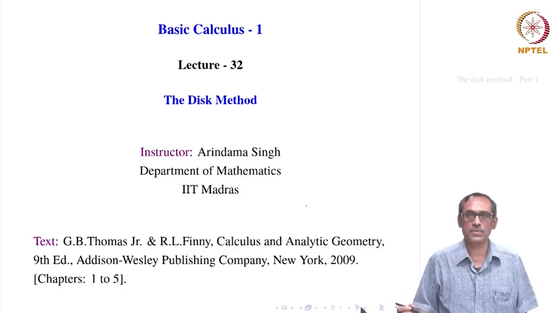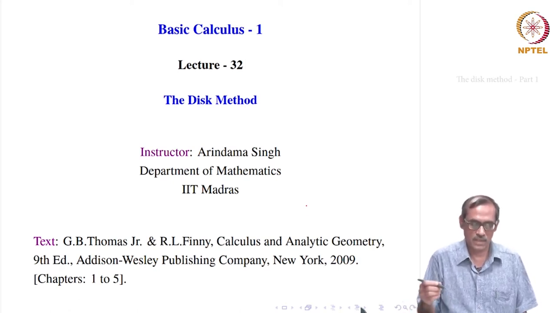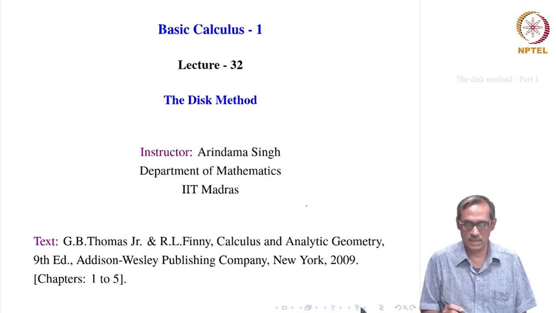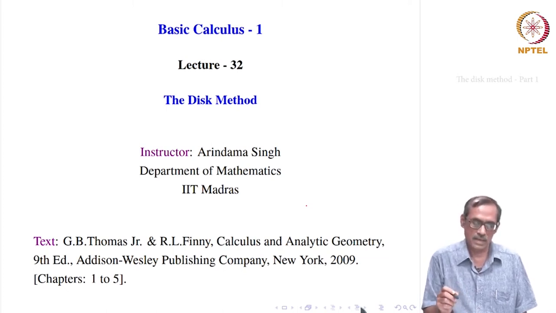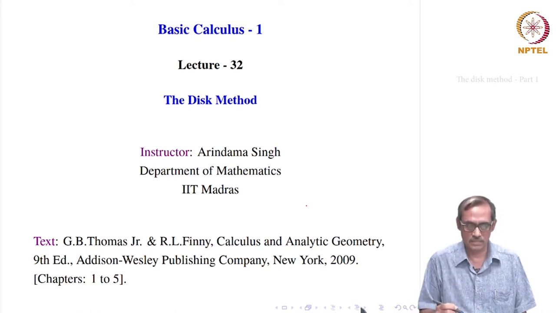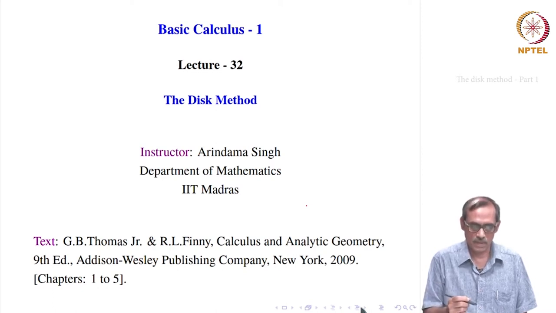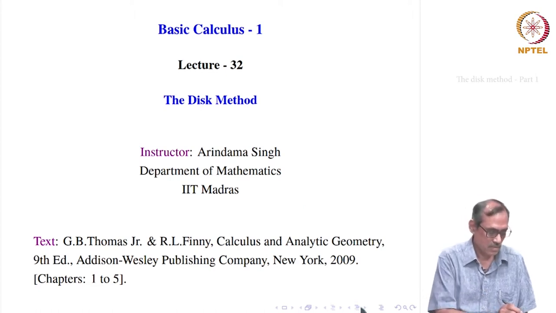Okay, this is lecture 32 of Basic Calculus 1. So, in the last lecture, we had discussed computing volumes of certain kinds of solids by using the slice method. Today we will be talking about a particular case of that slice method, which is called the disk method. This is applicable to a subclass of those solids which we discussed last time. Specifically, we will be using solids which are generated by revolving certain areas around a straight line. They are called solids of revolution. There, the slice method is renamed as the disk method. We will see how we go.